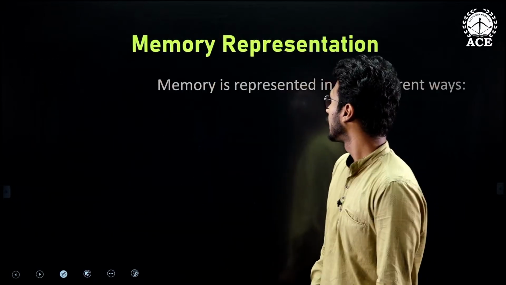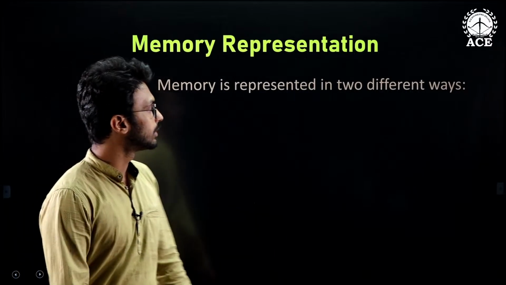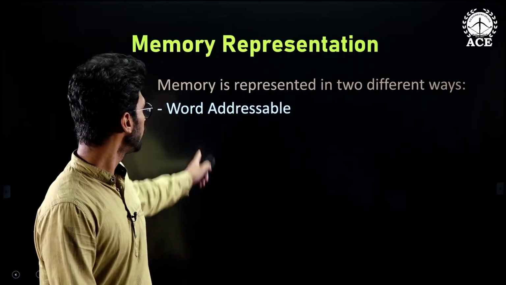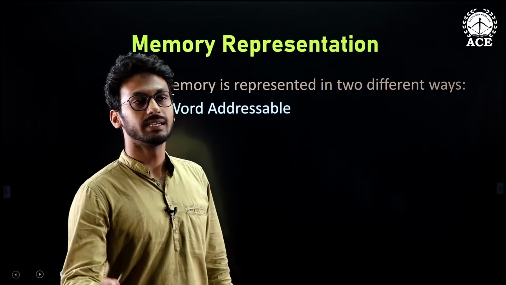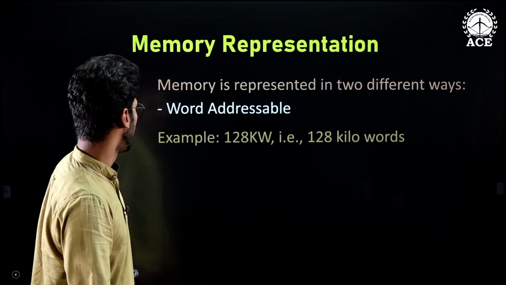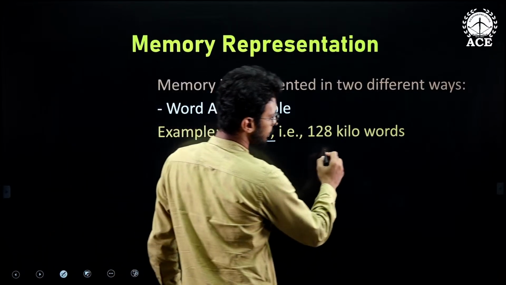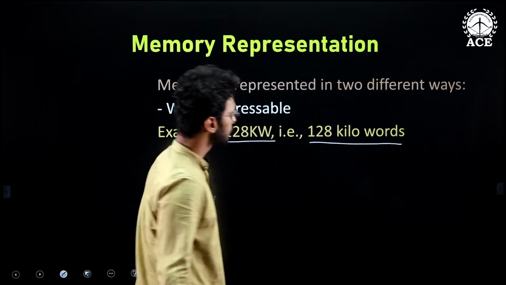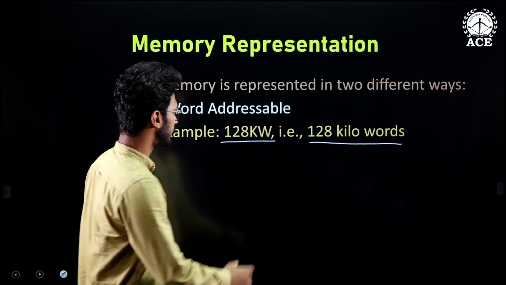Let's see the next one, memory representation. See, memory is represented in two different ways. First one, word addressable memory. Second one, byte addressable. Word addressable means it will be in words. For example, let's say 128 kilowords. That is 128 kilowords I have mentioned here, okay? Or 1 gigaword, something like this. It is in words.